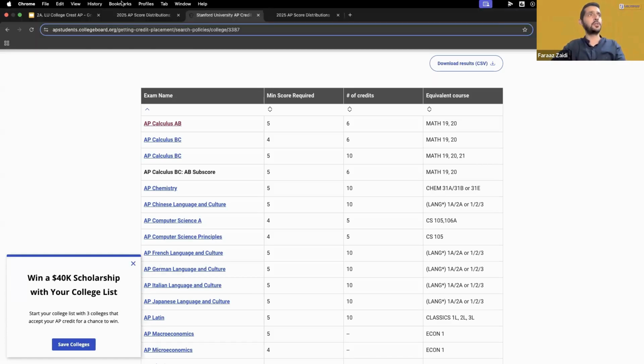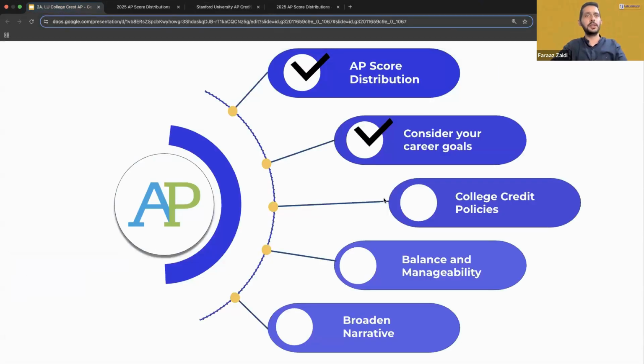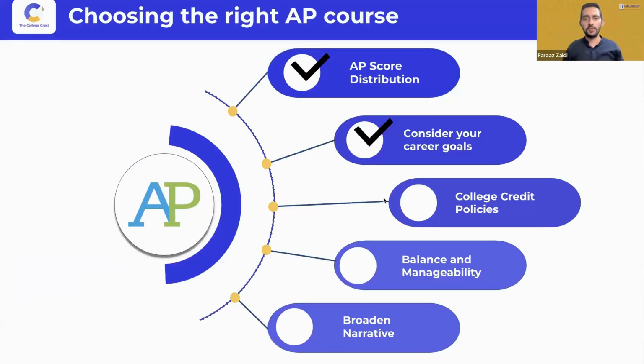Now, moving back to the topic of how we are selecting our APs. So now we have gone over the third point, that you should be looking at the kind of universities you're applying for, see the AP minimum score that is required from each of those universities, and also understand how many credits you would be getting. At the same time, the college would also tell you the kind of courses that you can omit since you have gone for this AP itself.